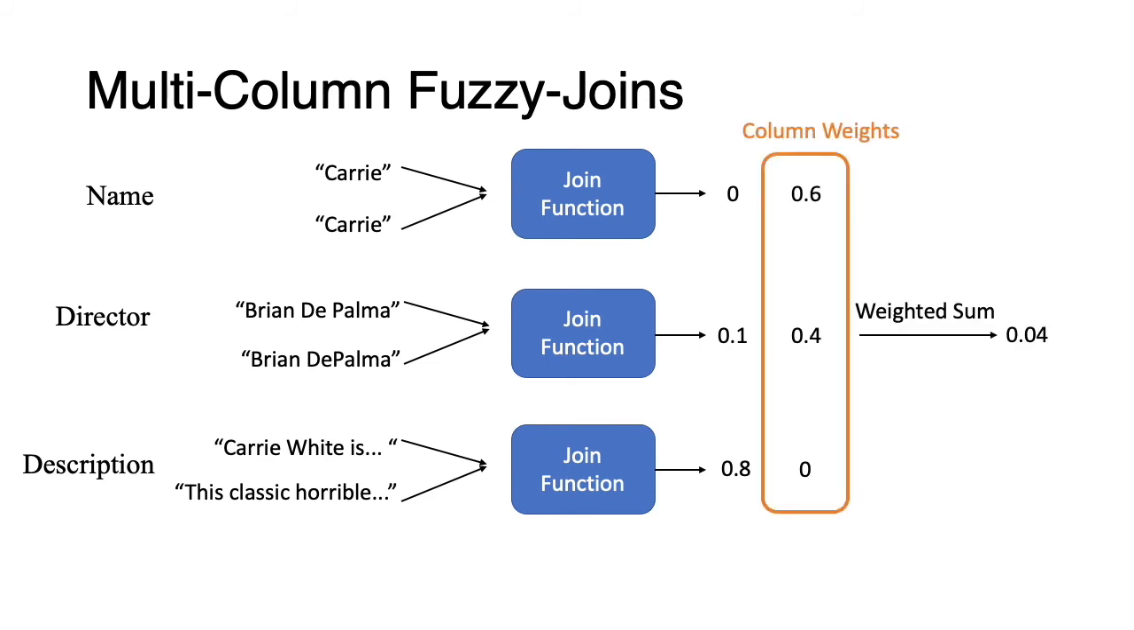Therefore, we introduce column weights to represent the importance of each column. And the distance between 2 records can be computed as the weighted sum of distance scores from different columns. For example, here we can assign name, director, description with column weights 0.6, 0.4, and 0 respectively. Then the distance score between the 2 records can be computed using weighted sum, which is 0.04.